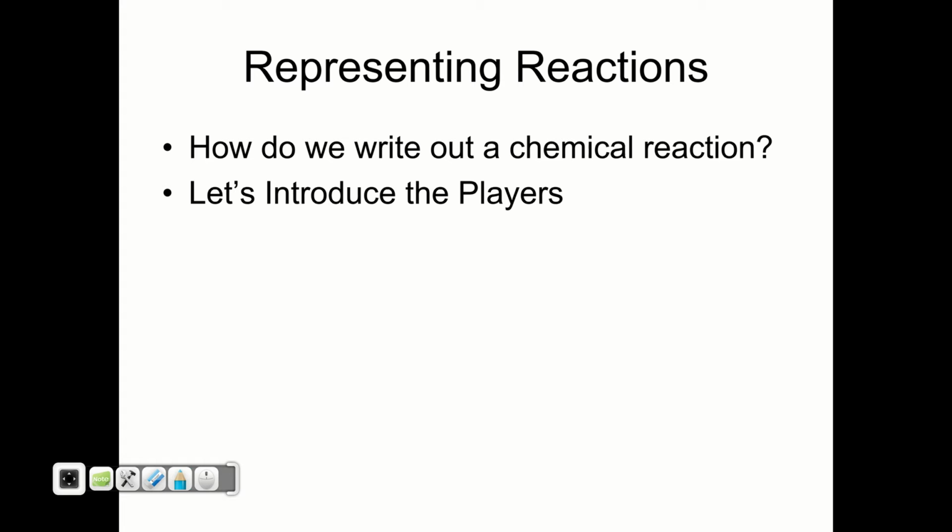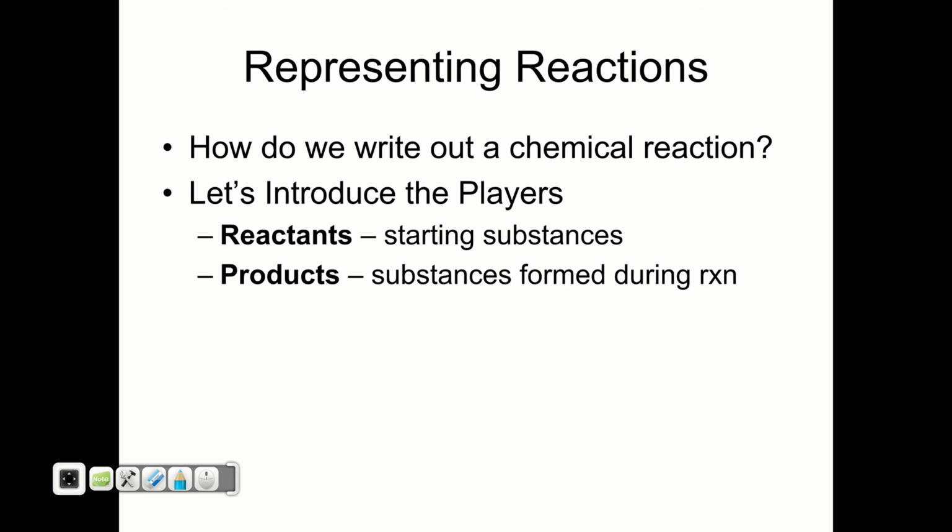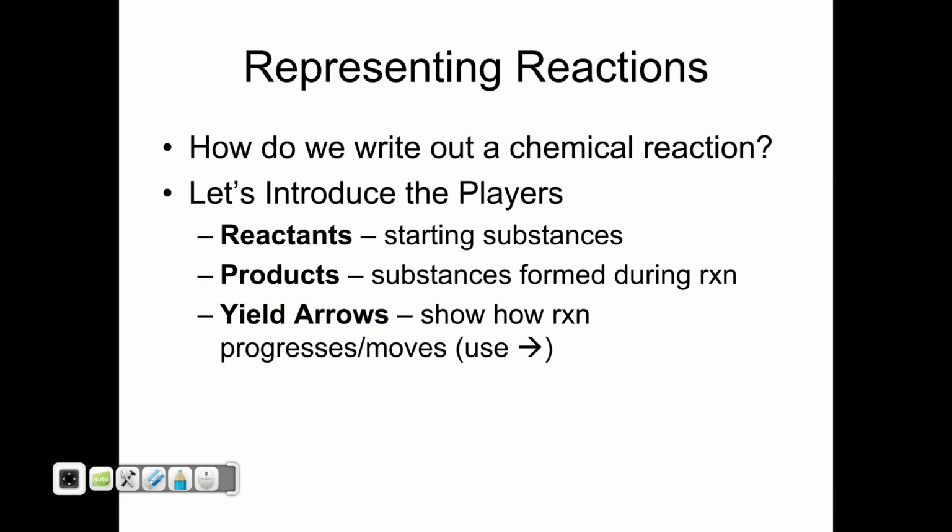So that's a review that we've talked about before, signs of a chemical change. But how do we then show these chemical reactions? All right. So we have what I call the players. We have reactants. These are going to be our starting substances. We have products. These are the things that are formed after the reaction. We also will have something in the written chemical reaction called yield arrows. This is just the arrow showing how the reaction is going from reactants to products.